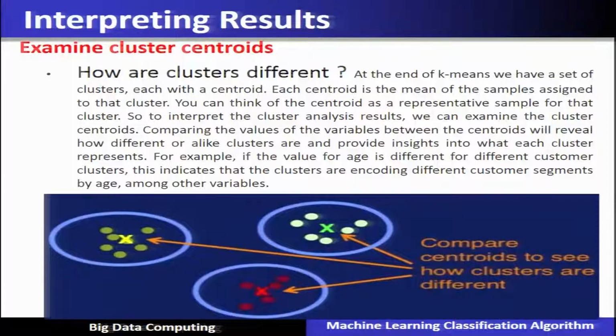Comparing the values of variables between the centroids will reveal how different or alike the clusters are and provide insight into what clusters represent. For example, if the value for the age is different for different customer clusters, this indicates that the clusters are encoding different customer segments by age and among other variables. So, here we can see to compare the centroids to see how the clusters are different.